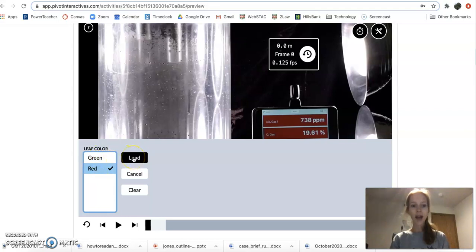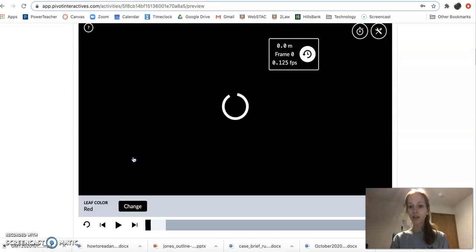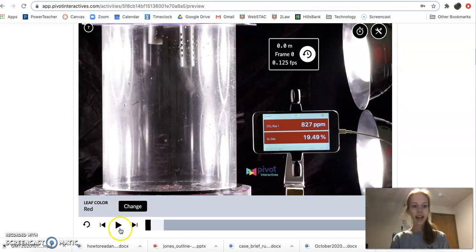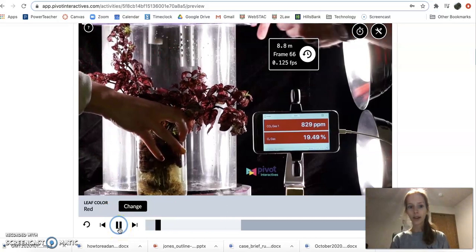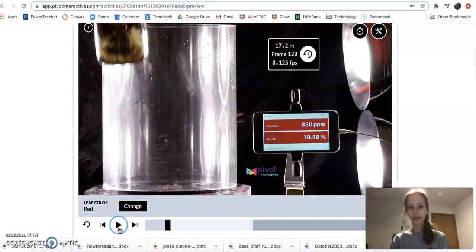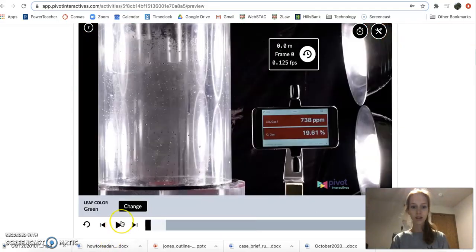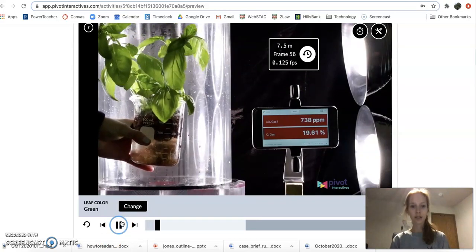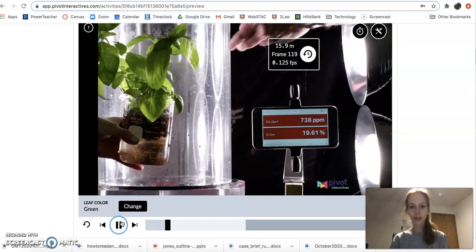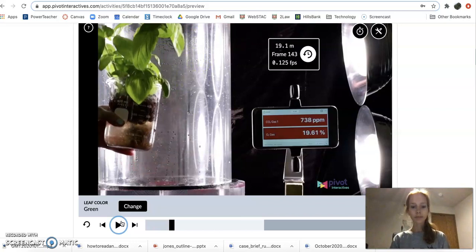Now if I click red, then when I click load, it's going to be a different video that plays. And this time, get ready. Oh my gosh, it's a red plant. Now if I had green, load, make a prediction. Oh, it's a green plant. I think that's a basil plant, actually. So notice you can change some things.